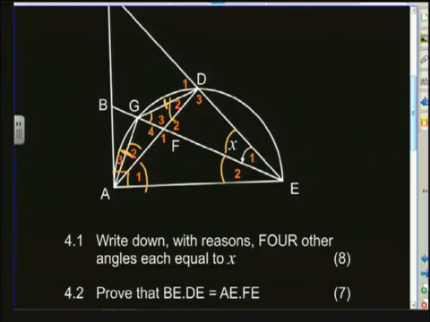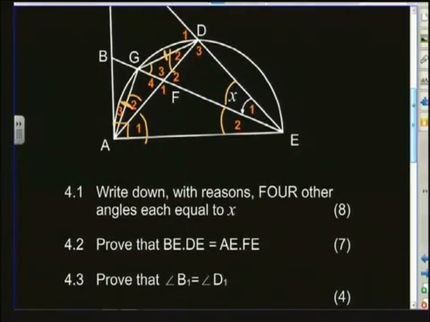And that's something we definitely will need when we look at question 4.1, which states, write down with reasons 4 other angles each equal to X. We've also got a ratio to prove in question 4.2, and then in 4.3 we've got to show that B1 is equal to D1. Remember, geometry questions are always cascaded. They're never done in isolation. You're generally going to use a previous question to answer the following questions.